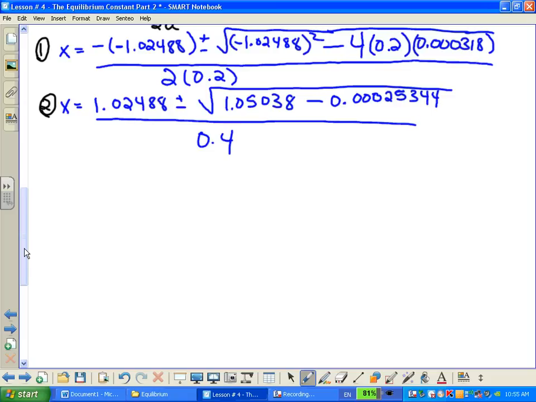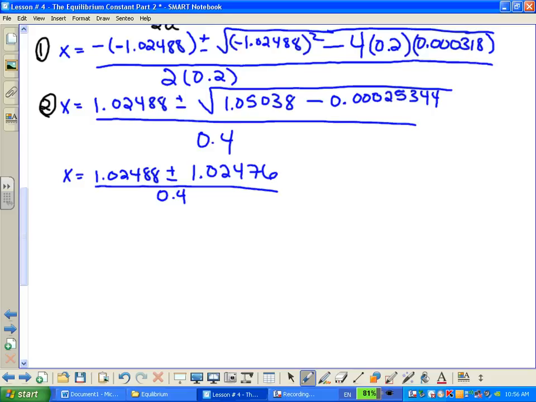Okay, so at this point now I'm going to subtract those two under the square root, and then I'm going to take the square root of it. So I'm going to have x is equal to 1.02488 plus or minus, and if you subtract those two and you take the square root, you end up with a value of 1.02476. All of that divided by 0.4.